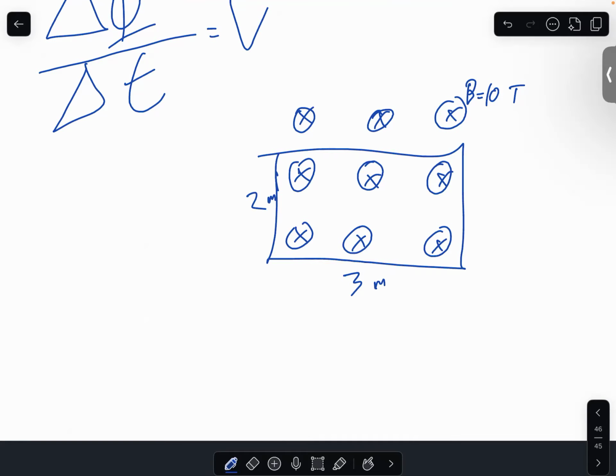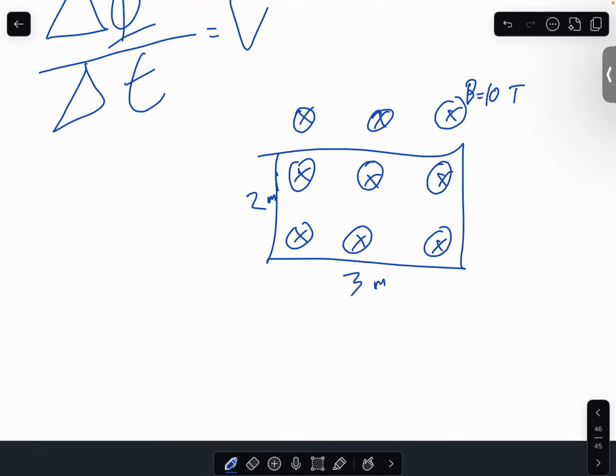Calculate for me phi. And by the way, if I multiply a field by an area, what must the units be? Teslas times square meters gives you Tesla meter squared. Not Teslas. Flux is not Teslas. Okay, the correct answer is 60. The area is 2 times 3 is 6. The field is 10. 6 times 10 is 60.